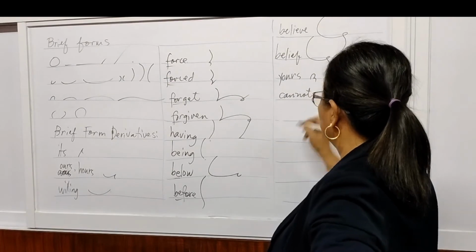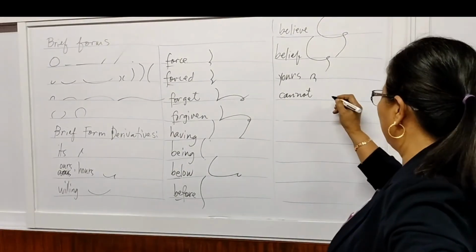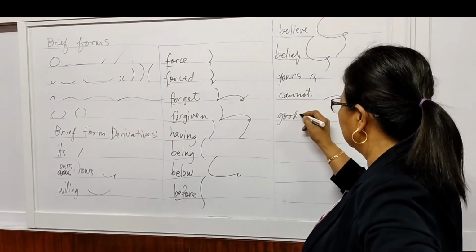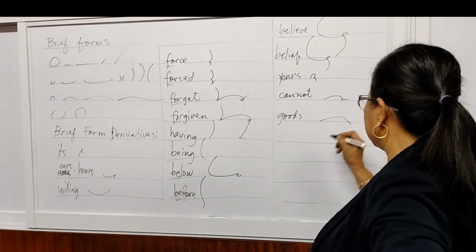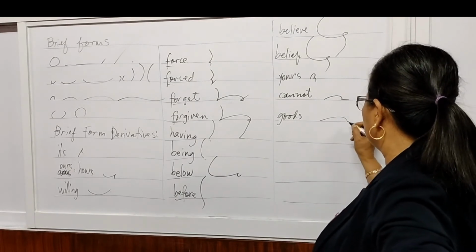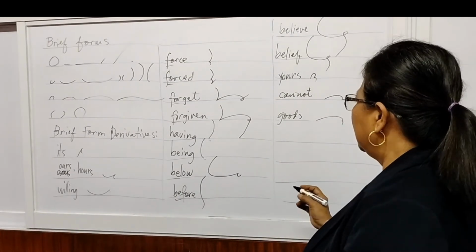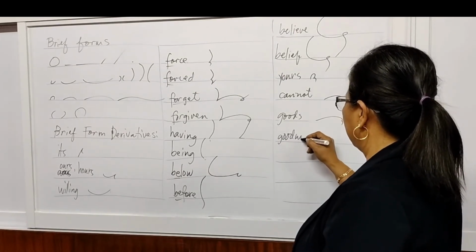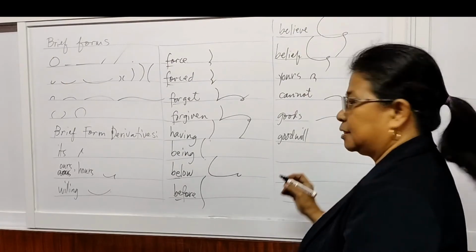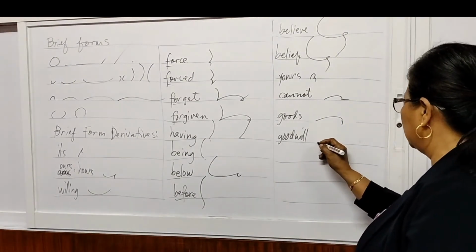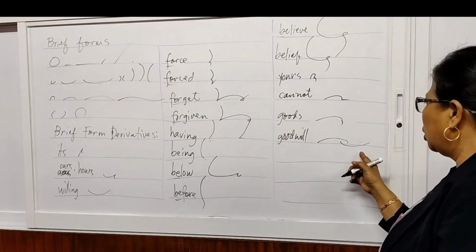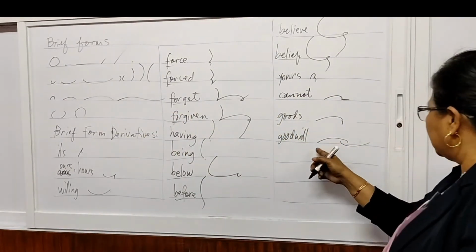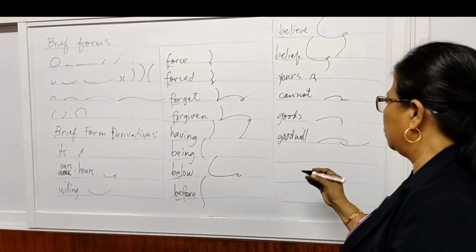And then cannot. Okay, cannot is one word. So you have can and not. And then goods. So you have good and S. So that is goods. Then we have goodwill. For goodwill, guys, we have to cut the good and the will. Because if we're going to combine it, it's going to be glad. So we cut the good and the will. That's one word for goodwill.